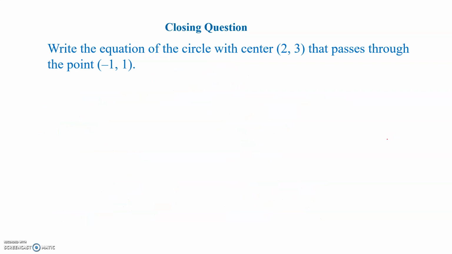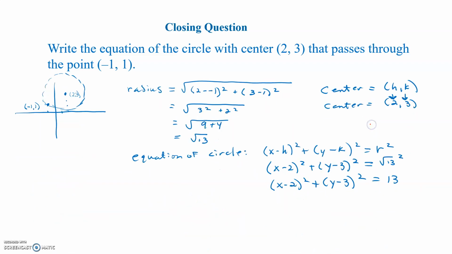And this is the last problem, right? The equation of the circle that has a center of 2, 3 that passes through the point negative 1, 1. In the other ones, they gave me the center and the radius. So this is more difficult.